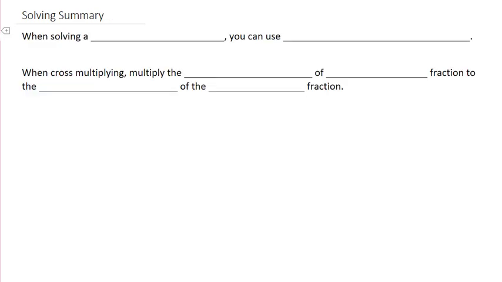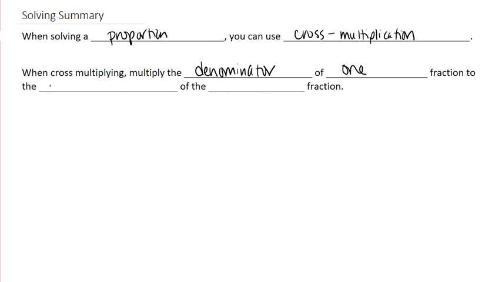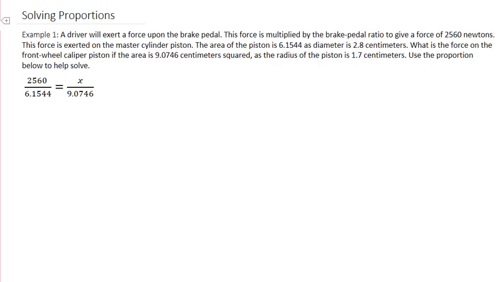Solving summary. So when solving a proportion, we can use cross multiplication. When cross multiplying, multiply the denominator of one fraction to the numerator of the other fraction. So let's go back to our problem.